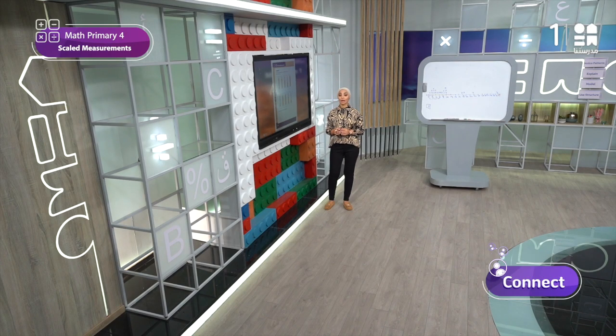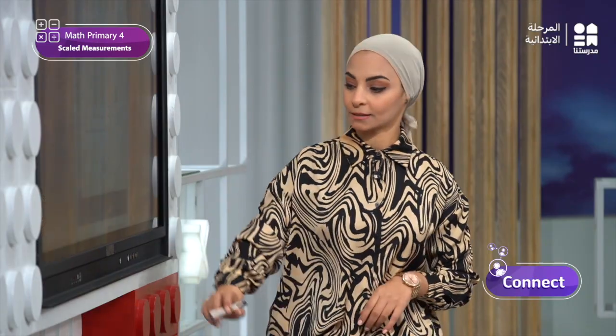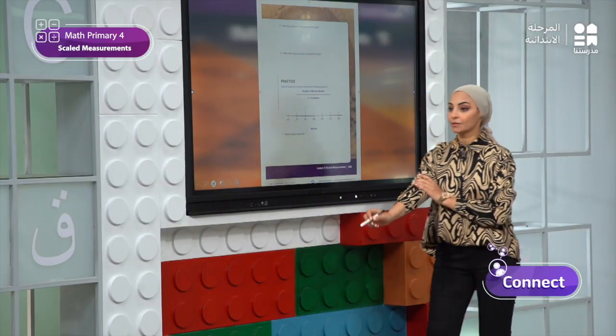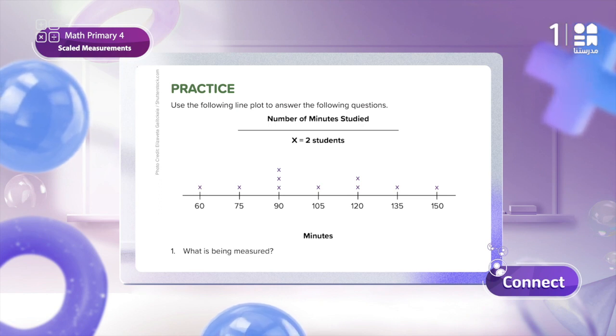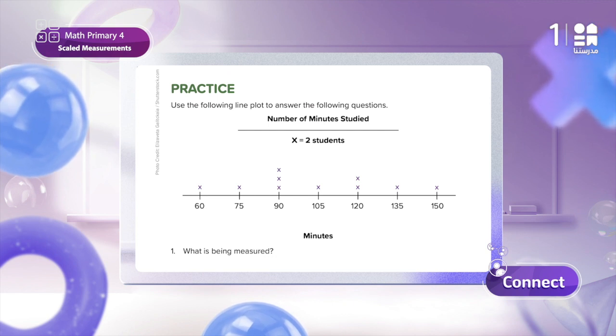And now we have reached the practice part in our lesson, in which we will use the line plot on page 143 and the data in it. Let's see page 143. Now we are going to answer the questions on pages 143 and 144. Let's look at the chart carefully and answer the questions.